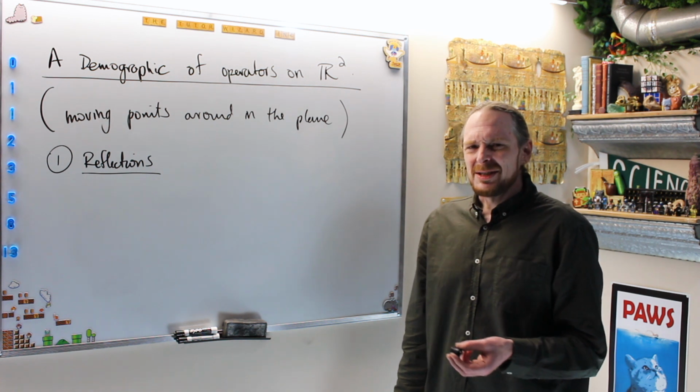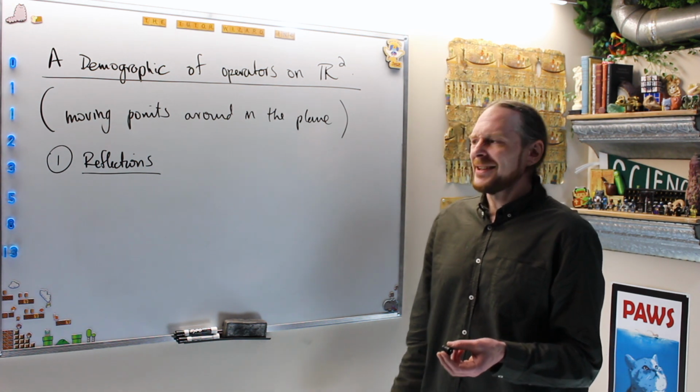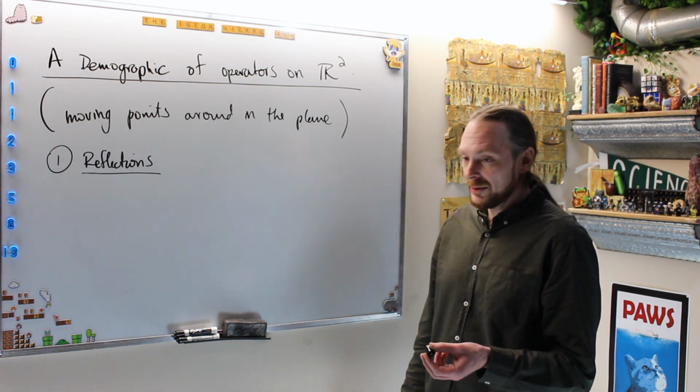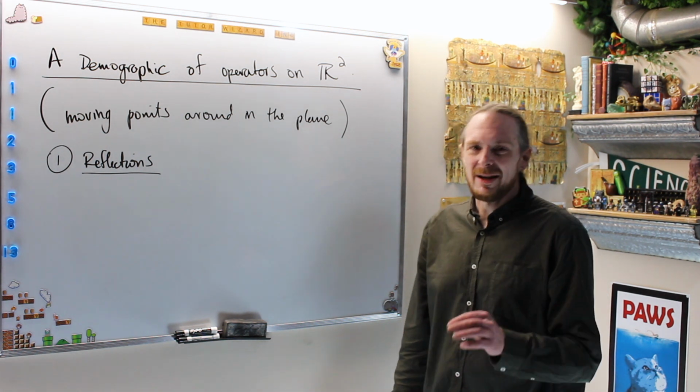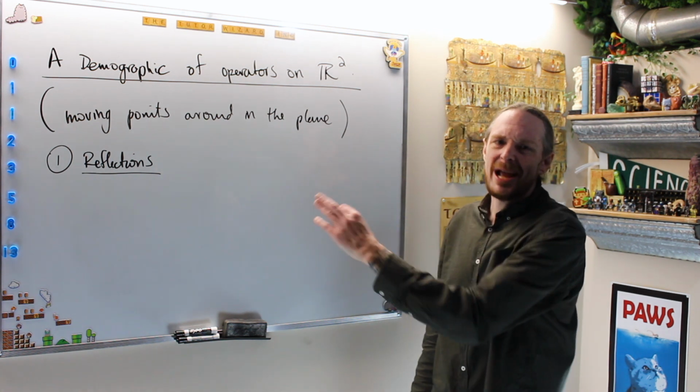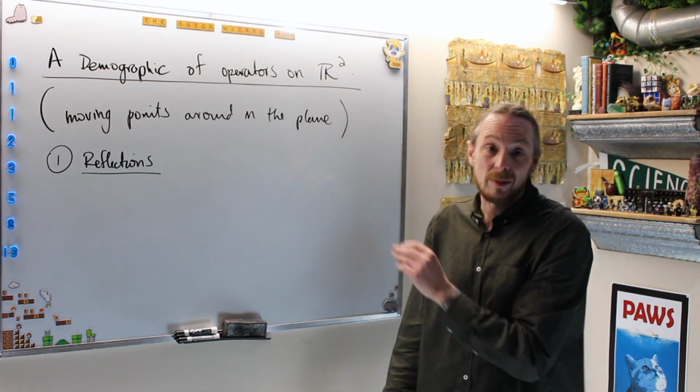What I'm going to do is reflections about the x-axis, the y-axis, and the one we just did, the line y equals x, or x2 equals x1. So three reflections, not the arbitrary one. These are the ones you have to know. Anything I list here is something you need to know. Anything I don't list in this demographic, you don't have to worry about for the exam.